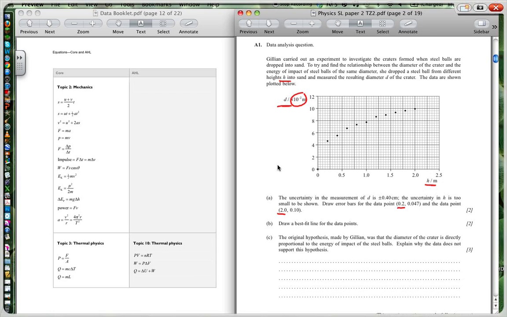So we need to put in our error bars, and our error is plus minus 0.40 centimeters. Here this is measured in meters and is 10 to the minus 2. So we can see that this is going to be plus minus 0.4 times 10 to the minus 2 meters, because when you convert the centimeters into meters, we multiply by 10 to the minus 2. So basically we've got to put in an error bar here of plus minus 0.4.